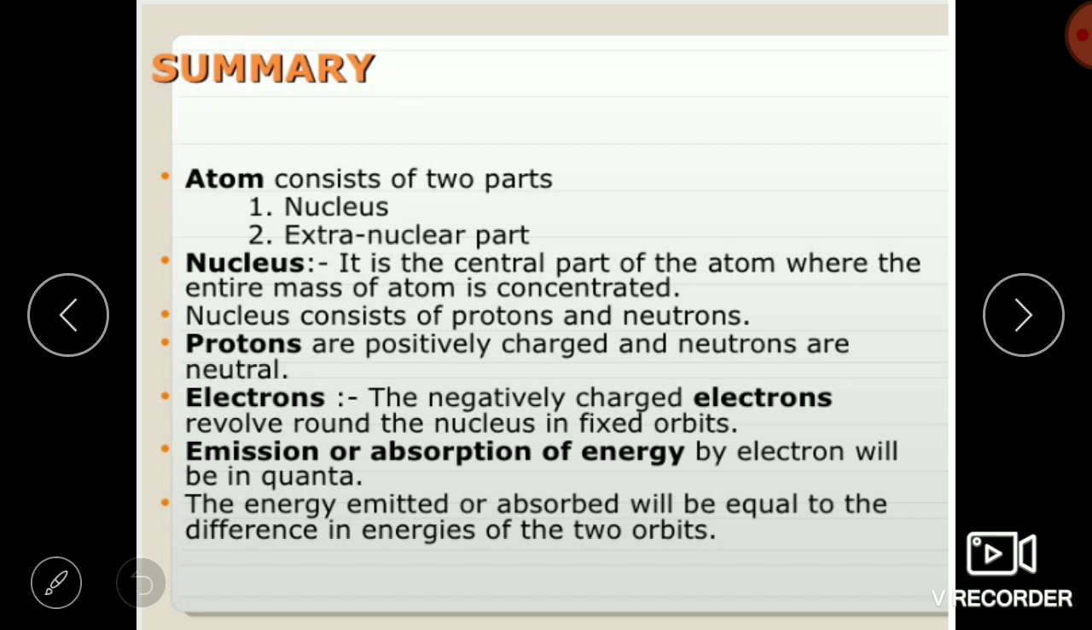Protons are positively charged and neutrons are neutral. Electrons, you know, are negatively charged. Okay, and they revolve around the nucleus in fixed orbit. Electrons revolve in circular orbit. Then emission or absorption of energy by an electron will be in quanta. Okay, it will have a particular energy packet called quanta or photon. The value is equal to h nu. The energy emitted or absorbed will be equal to the difference in energy of the two orbits. Delta E value we just calculated, so that way you can tell the difference of energy. Okay, so that is the recap.